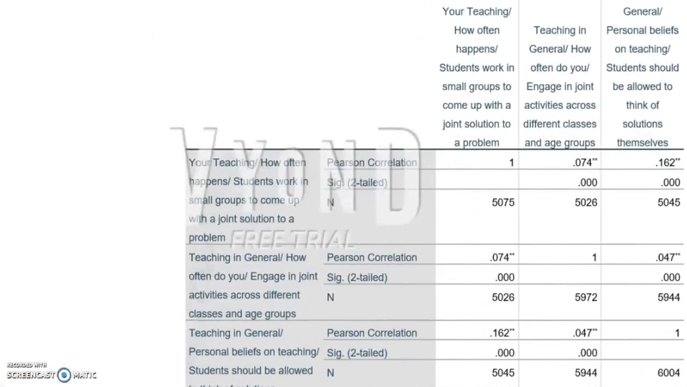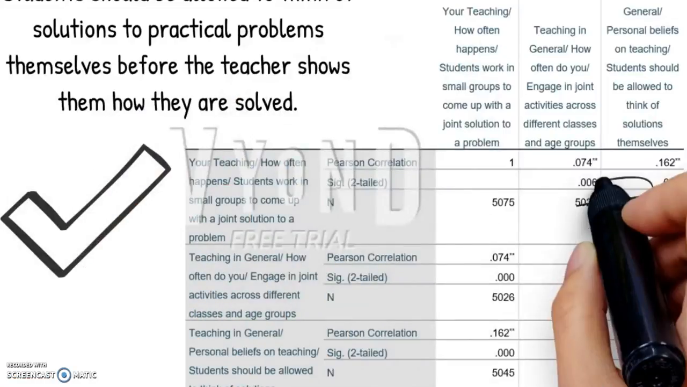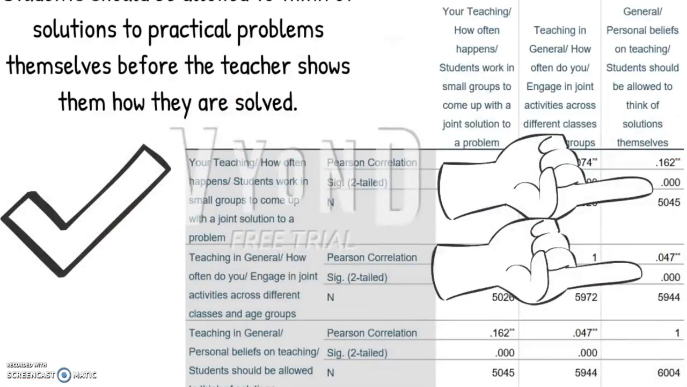For TALIS 32C, students should be allowed to think of solutions to practical problems themselves before the teacher shows them how they are solved. This was significantly correlated with the other two TALIS questions on engaging in activities across different classes and age groups, as well as coming up with solutions together as a small group. Although, again, the Pearson correlation coefficient was very small.